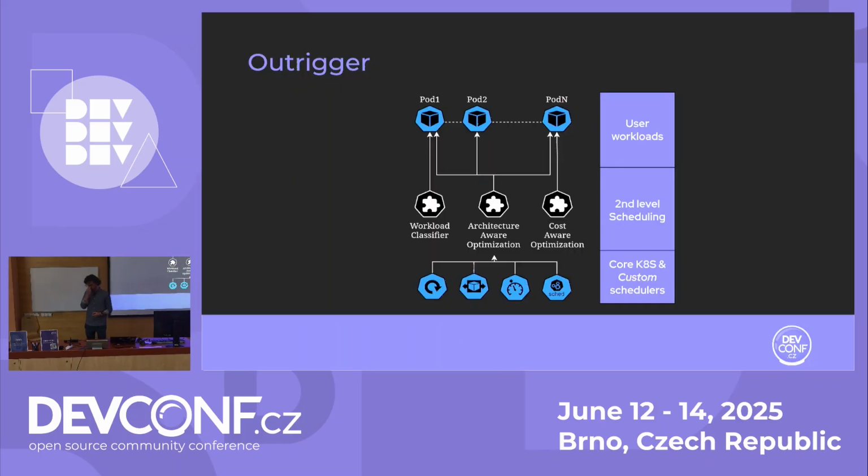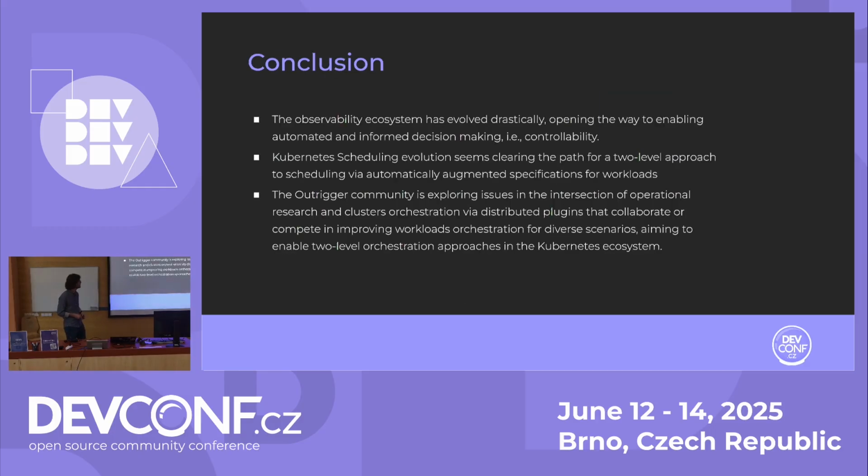So what we envision in the Outrigger community is that with the rising of batch workload issues in Kubernetes, with the rising of bigger clusters and multi-cluster environments, there can be controllers that perform small behavior changes to the scheduler by informing it through pod specifications that we already have in the Kubernetes API, without doing all the changes that are required for creating a custom scheduler.